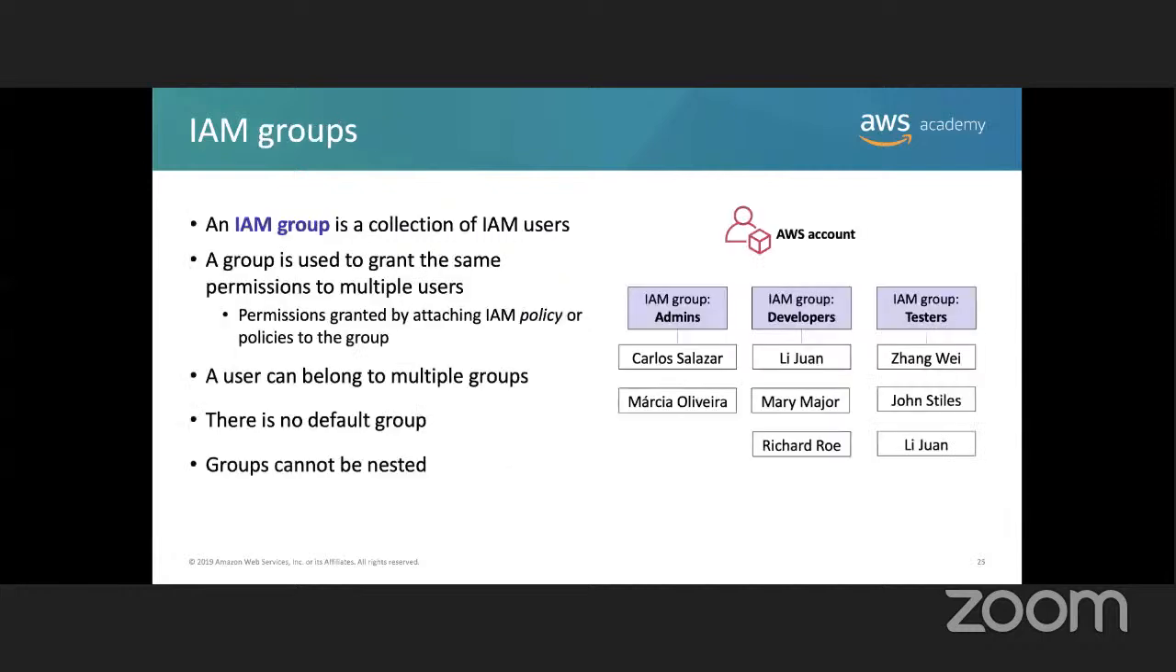So, IAM groups. An IAM group is a collection of IAM users. A group is used to grant the same permissions to multiple users. Permissions are granted by attaching IAM policies to the group. A user can belong to multiple groups. There's no default group, and groups cannot be nested. It means that you cannot put a group inside a group. No group is created for you when you create an account. You have to create a group.